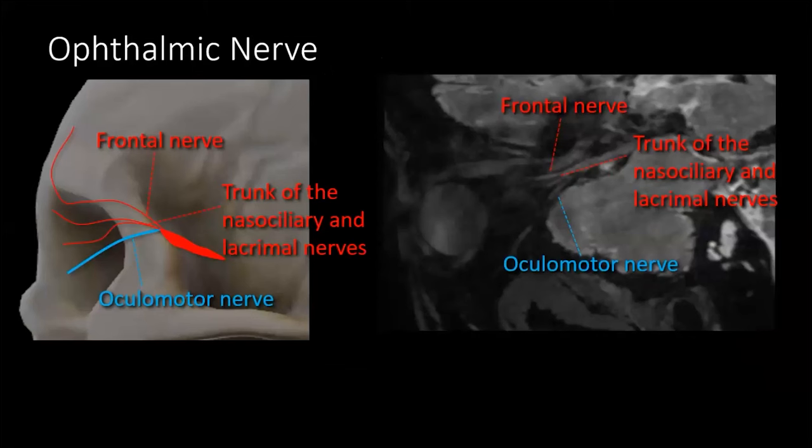So on MR neurography, we can actually see these nerves. So we can actually see V1 going through the superior orbital fissure. And you can see here on the images, we can actually see it branching into the frontal nerve and then the trunk that will give off the nasociliary and lacrimal nerve. And along the inferior aspect of the image, you can see the ocular motor nerve in this region as well.